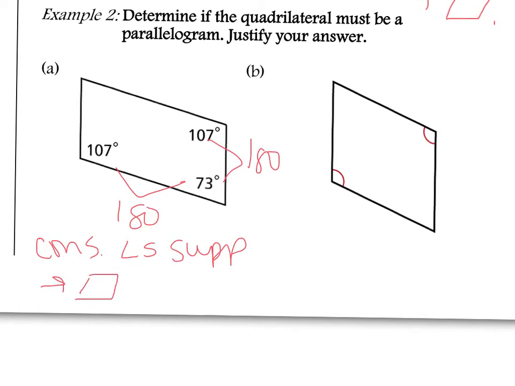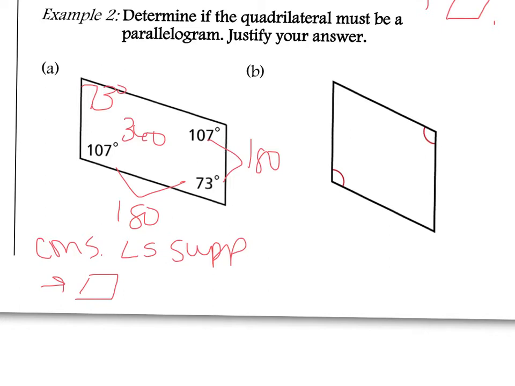Okay, you could also do it from 6.1, that all quadrilaterals have to add up to 360. So if I take 360 and I subtract 107, minus 73, minus 107 again, I would be left with 73. And then I could say, hey, look here, opposite angles are congruent, therefore it's a parallelogram. Either way you want to do it, you still get that it's a parallelogram. So you can use either property.